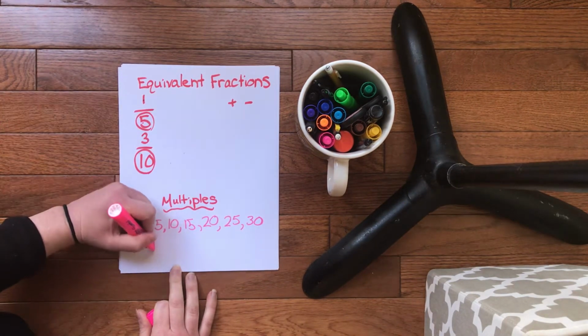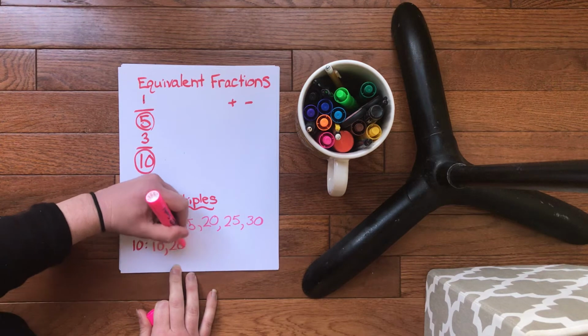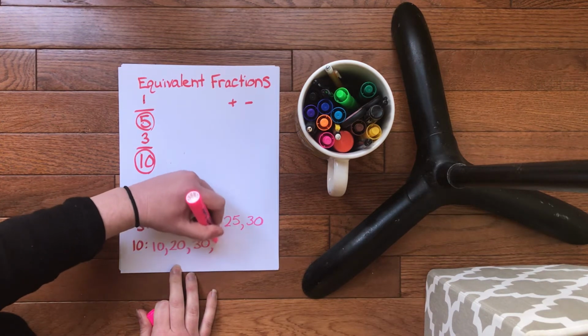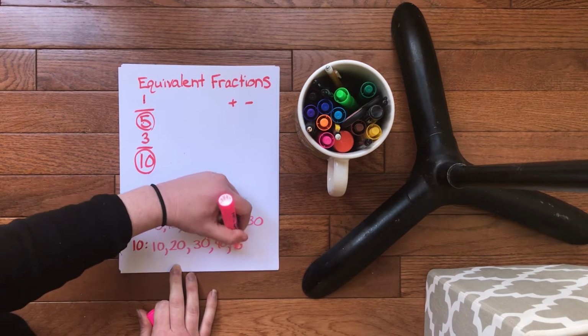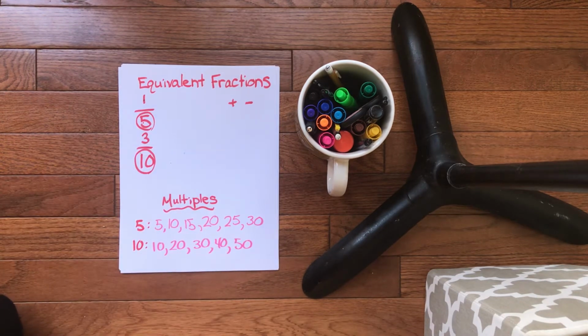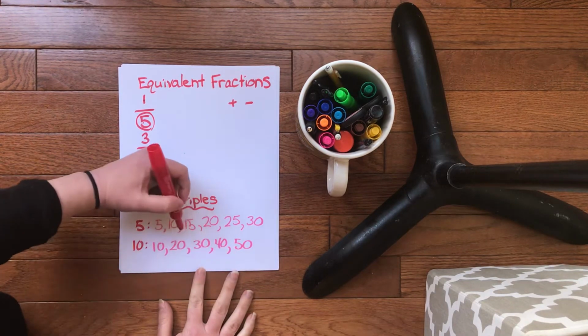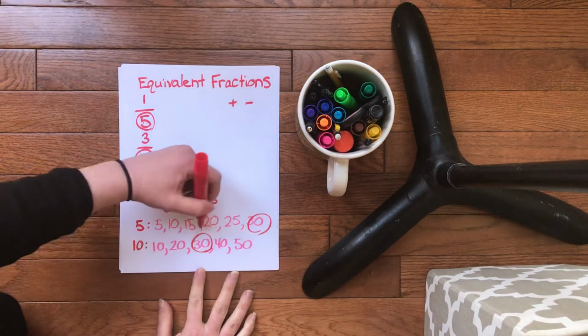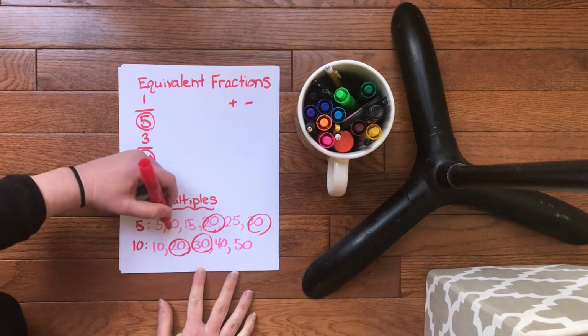Some multiples of 10, easy: 10, 20, 30, 40, 50. All right, let's take a look. See any that are the same? I see a couple that are the same. Wow. All right, I've got 30, I've got 20, and I've got 10.